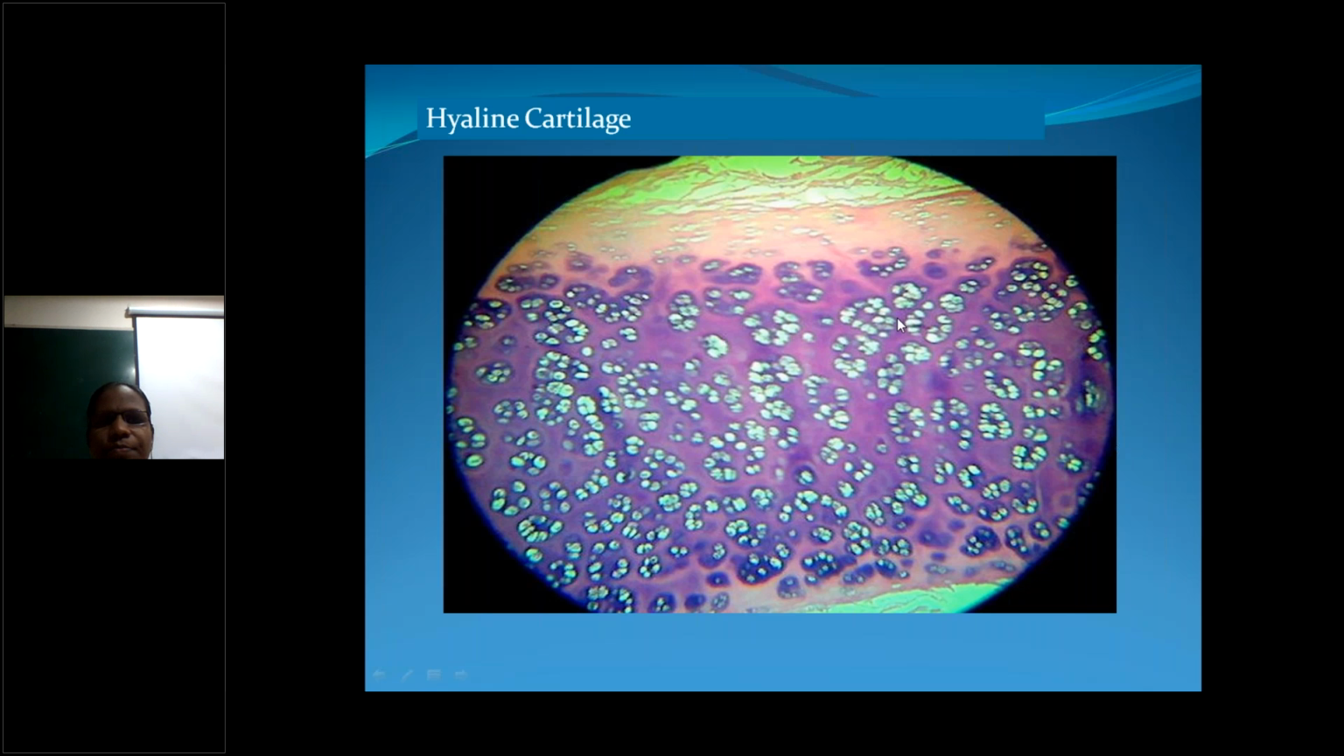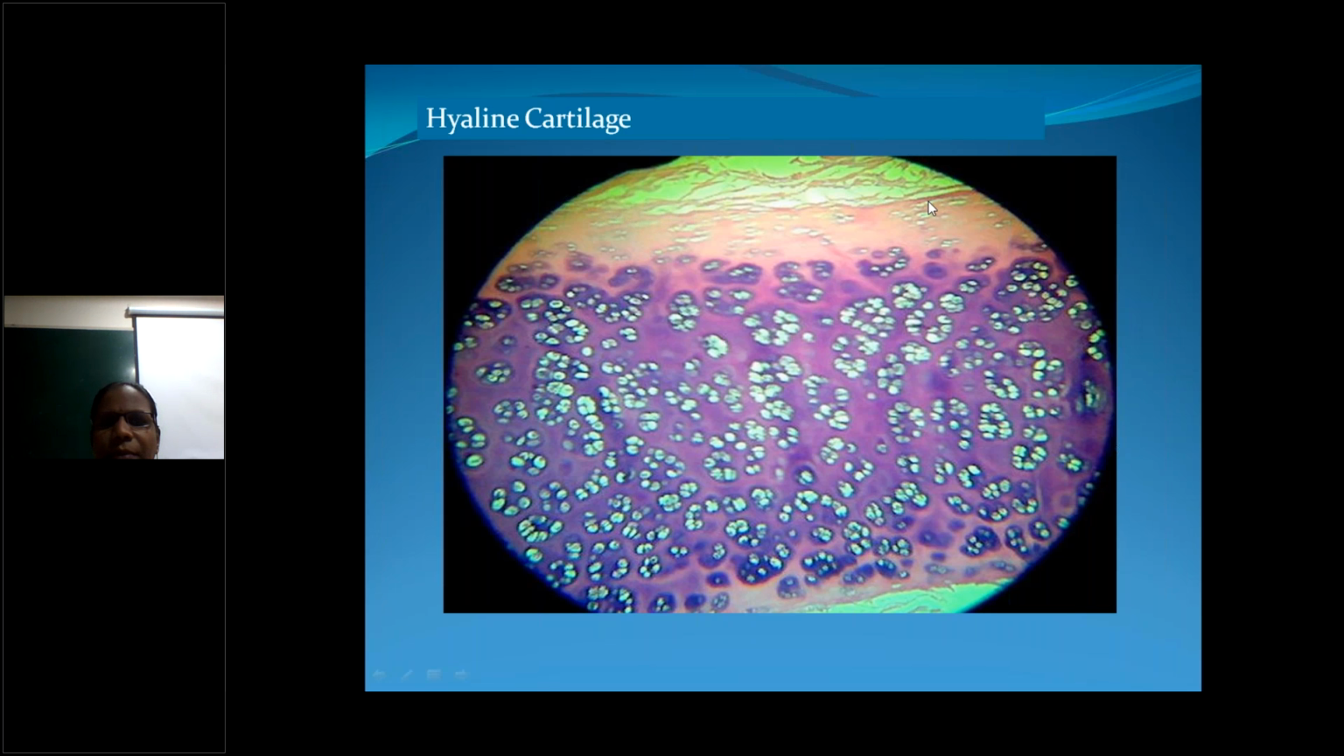So hyaline cartilage. How do we identify hyaline cartilage? By seeing the slide, it appears to our naked eye as a blue color cartilage. That blue color cartilage, we can identify as a hyaline cartilage. What are the basic points to identify the hyaline cartilage?